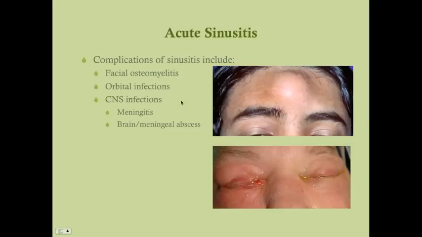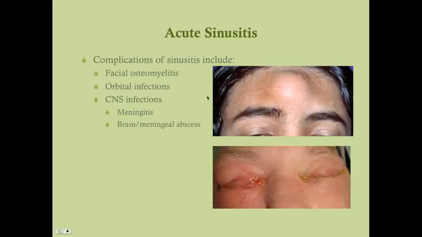So some of the more common complications of sinusitis include facial osteomyelitis, and that's an infection of the bone. That's the frontal bone right here, and this is the infection. Orbital infections are common too, both periorbital cellulitis and orbital cellulitis.